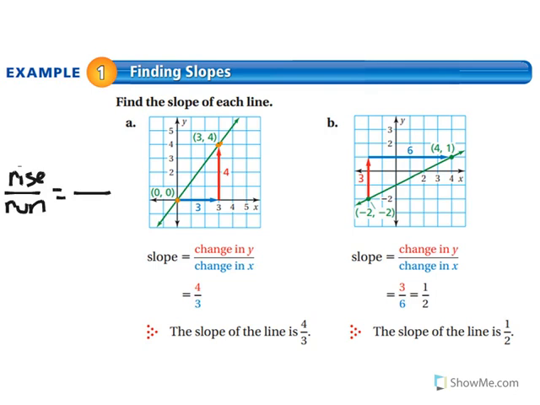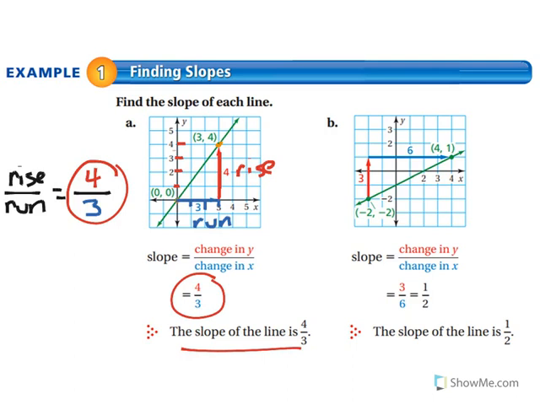Starting at 0, 0, you'll notice that we're going to go over three squares. Each of these squares is worth 1. It goes 1, 2, 3. So we went over 3, so that's our run. And then we went up 4 squares. Again, that's 1, 2, 3, 4. So our rise is 4. In this case, our slope is 4/3.